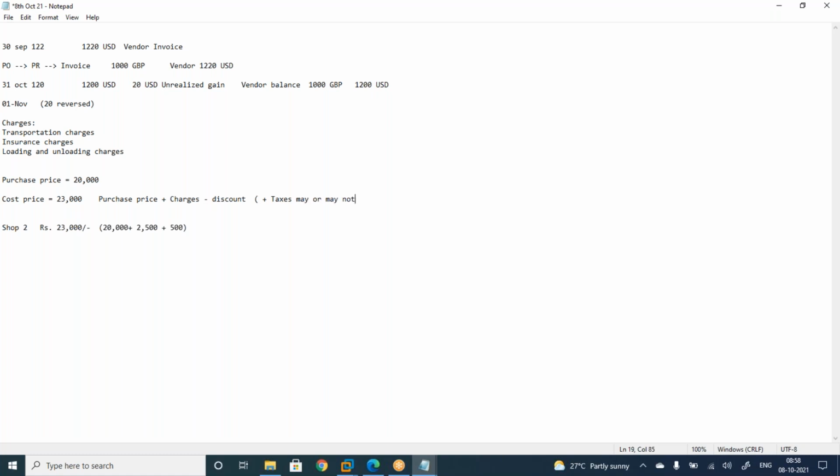This is a different scenario I will discuss with you. In India, if you are purchasing and selling, it will not include the taxes because you are claiming that amount from the government. Okay, for the time being, I'm taking taxes: purchase price plus charges minus discount plus taxes. Why is it required?